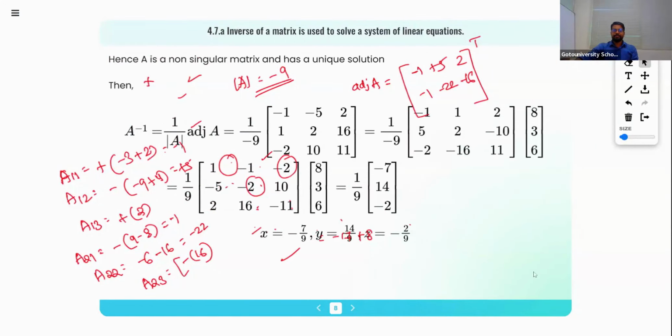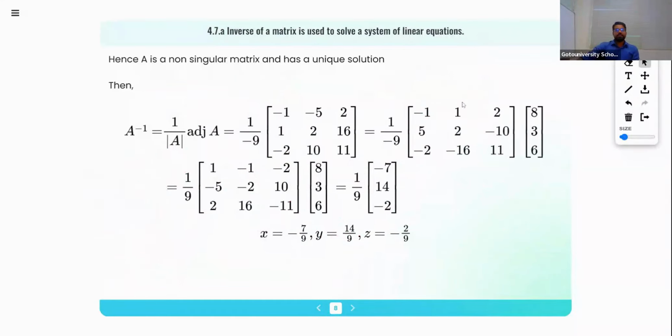Yeah. So here we are getting these values. Let me erase this. So the adjoint has been found here. So minus 1, minus 5, 2, 1, 2, 16, and minus 2, 10, 1. We're dividing this by 9. After that, we're going to multiply with our constant values 8, 3, 6.